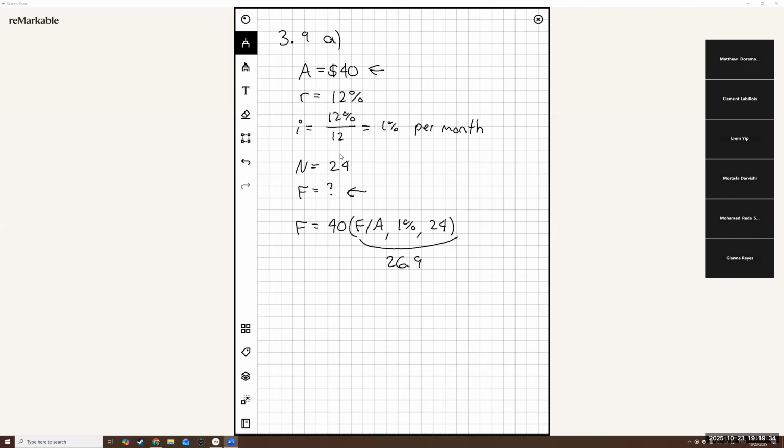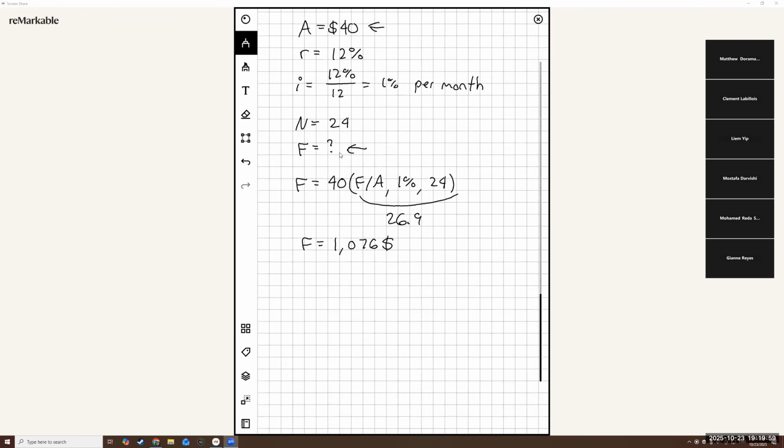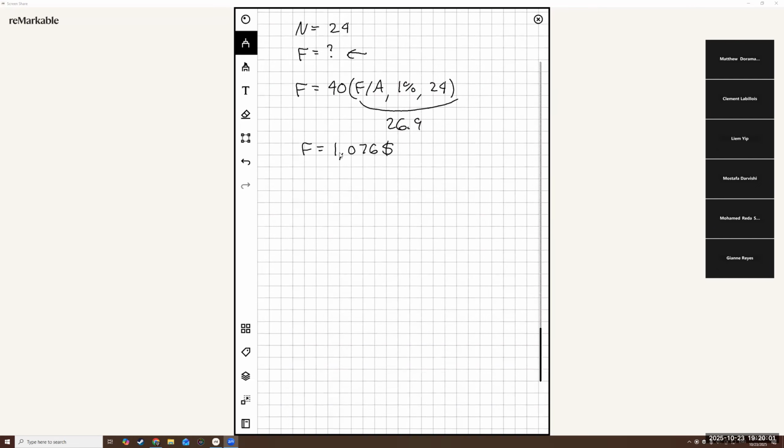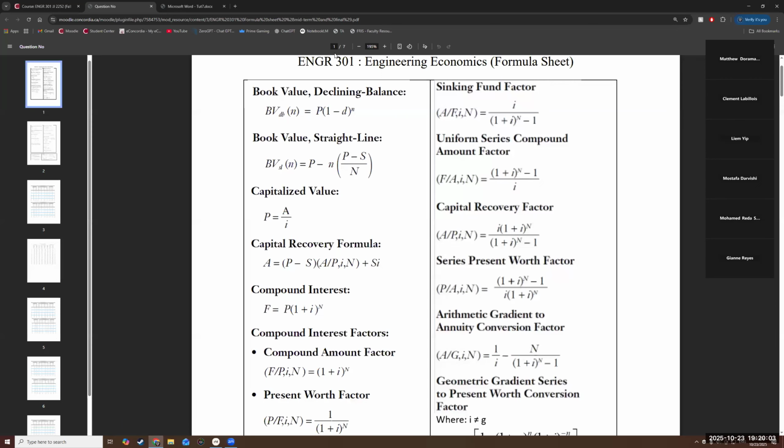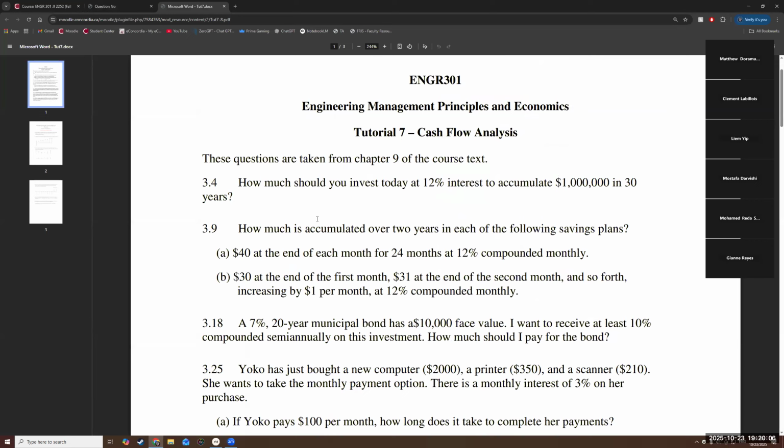So now all that is left to do is to find our F value by multiplying 40 by 26.9, and you get a value of $1,076. That's our answer for part A. Okay, now we can do part B.